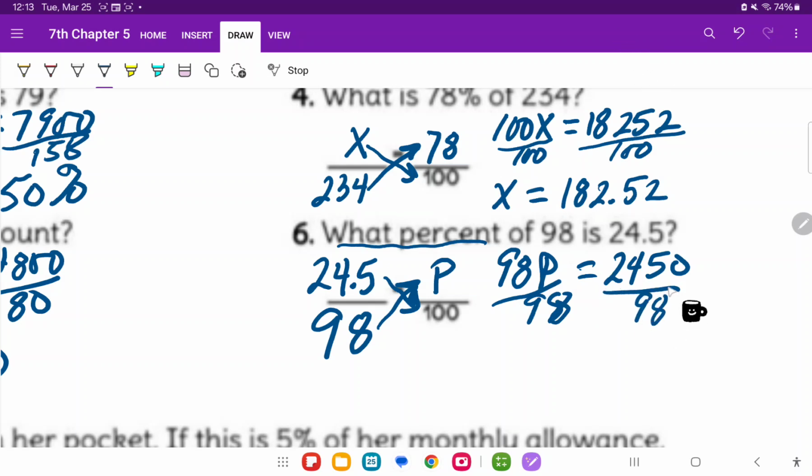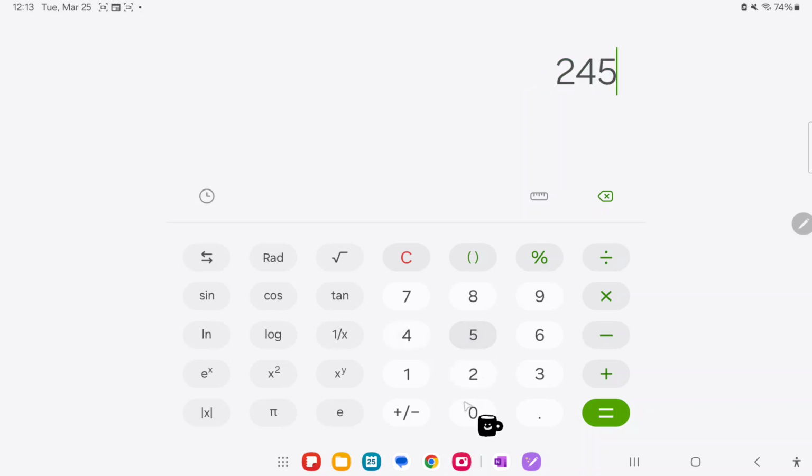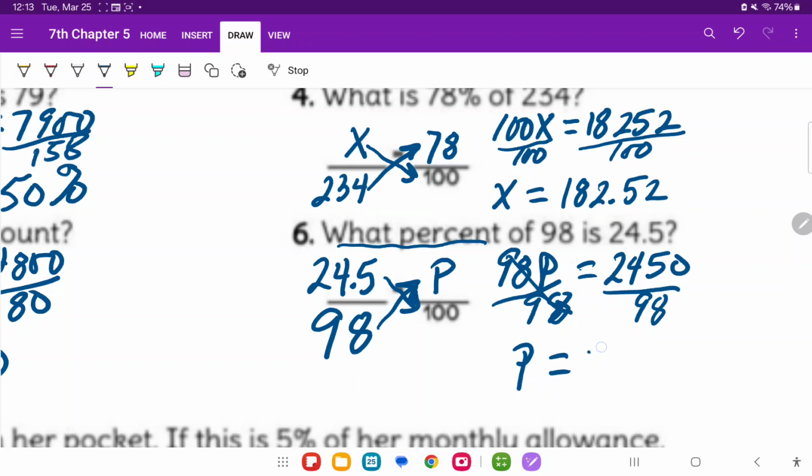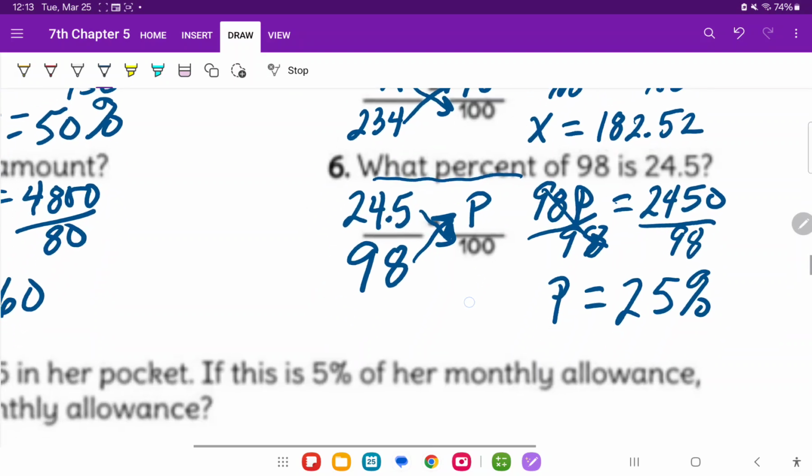So the percent is going to be 2,450 divided by 98. That is exactly 25. Okay, 25%, since we're looking for the percent.